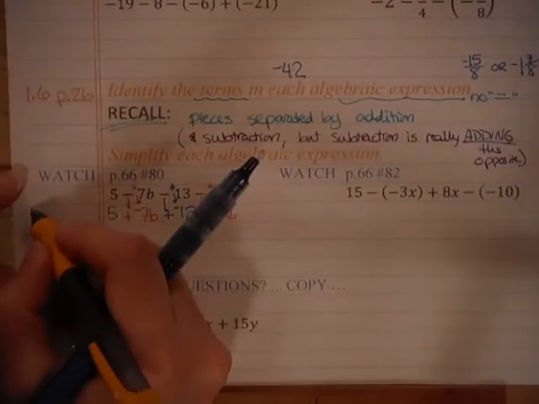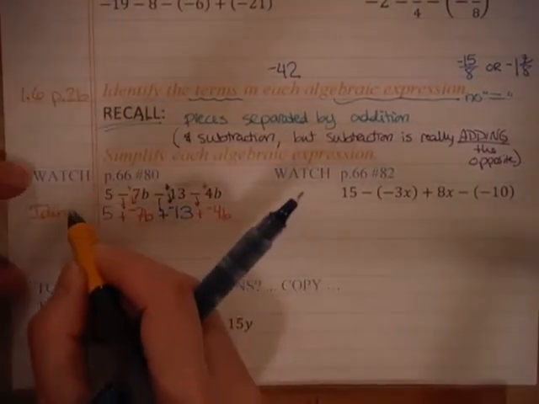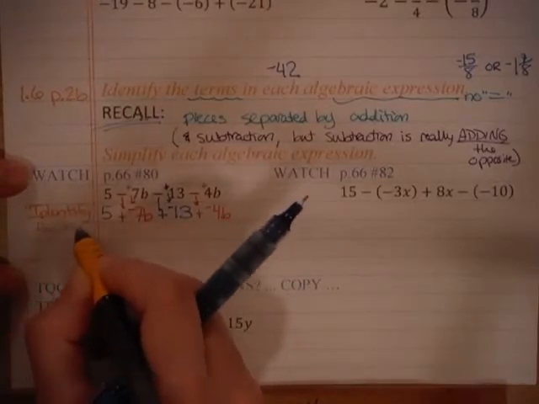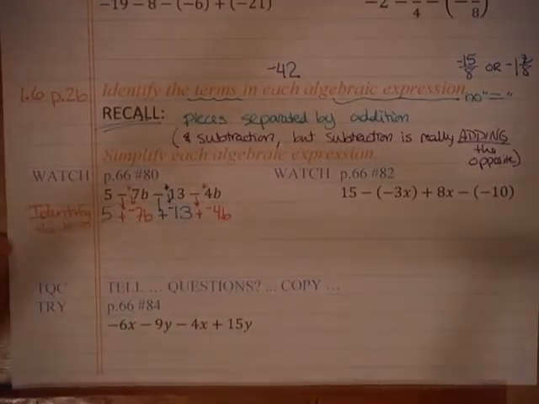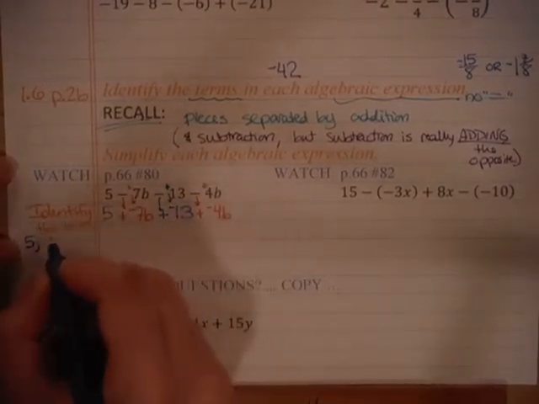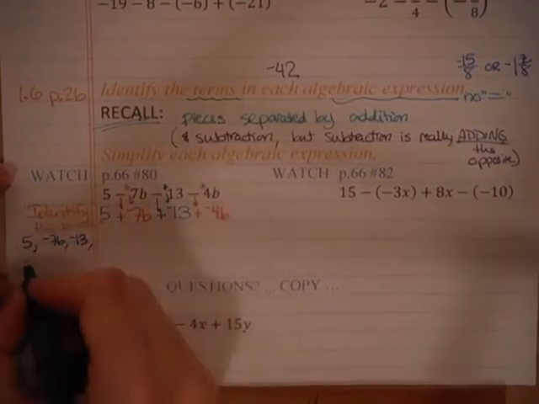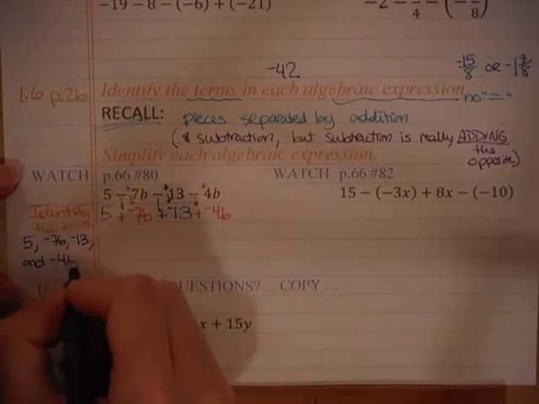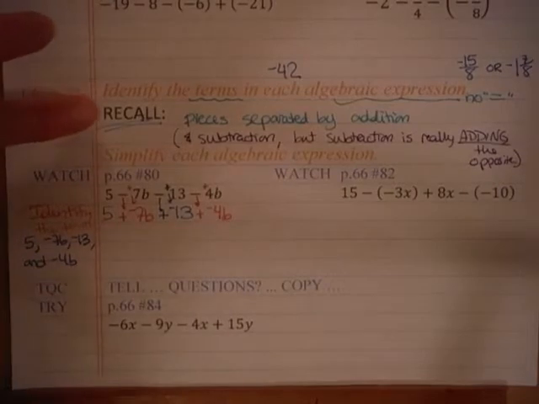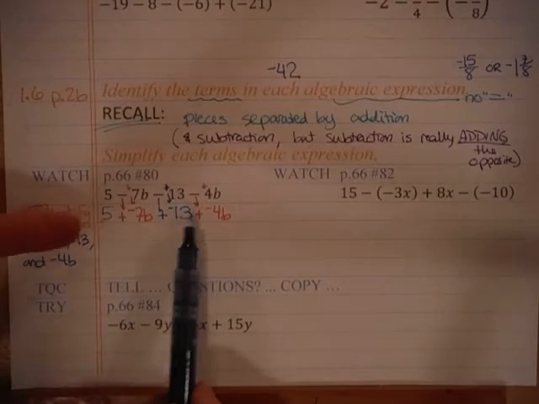So if this was the problem that came under these instructions, identify the terms, what you would do at this point is say, okay, the terms are 5, comma, like you're making a list, negative 7b, that's another term, negative 13, and negative 4b. Those are the terms. That's all they want you to do in that one little set. I think there's maybe 1 or 2 problems where you have to identify the terms in each algebraic expression. So that's an example of how to do that.